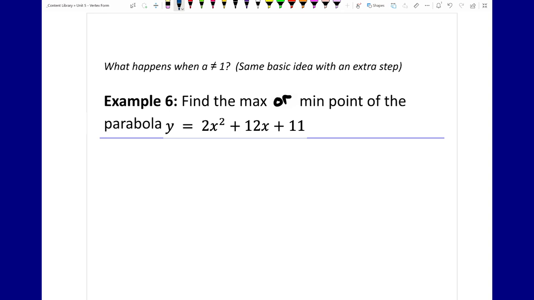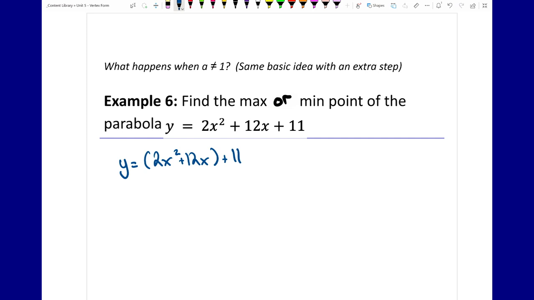So if I go through, I'm going to go through the same steps. There's going to be one extra step. So I'm going to put brackets around the first two terms, 2x squared plus 12x, plus 11.